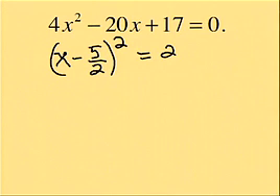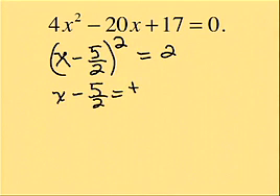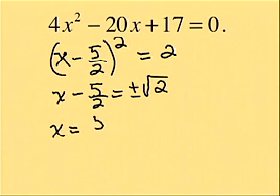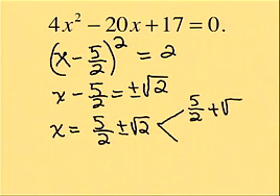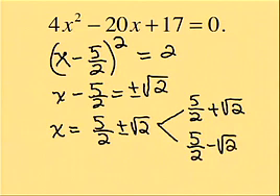Now we take the square root of each side, so we will get x minus 5 halves equals plus or minus the square root of 2. Then we have to add 5 halves to each side, so x would equal 5 halves plus or minus the square root of 2. So my two answers are 5 halves plus the square root of 2 and 5 halves minus the square root of 2.